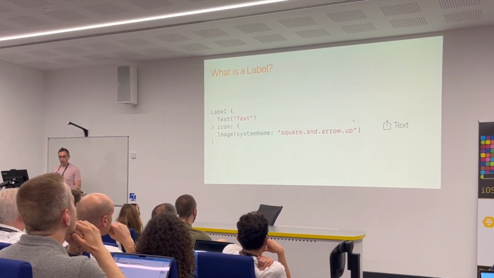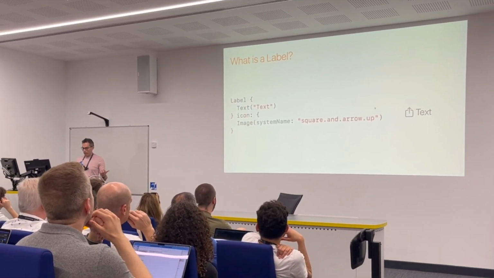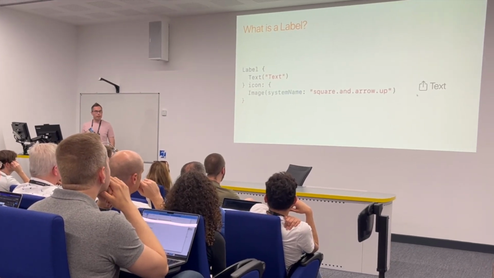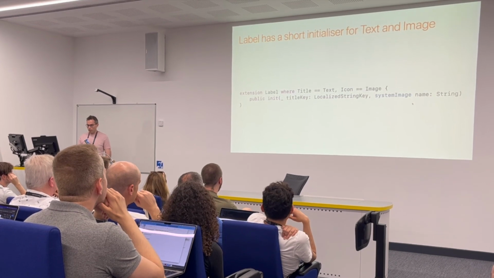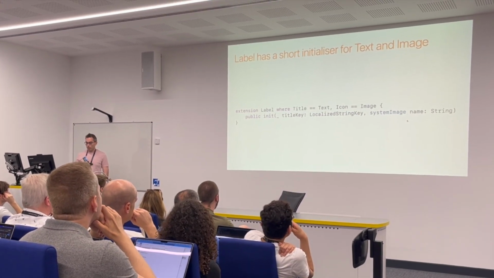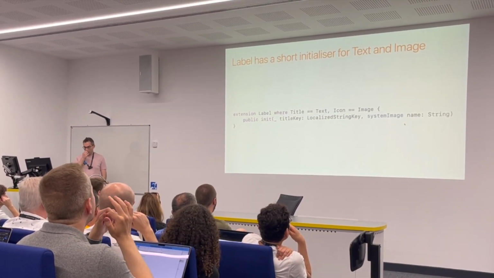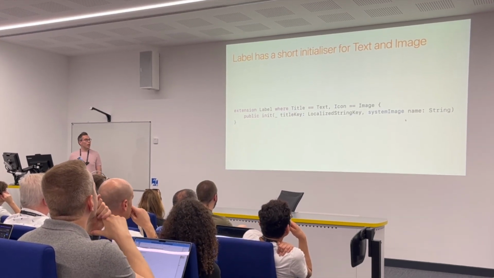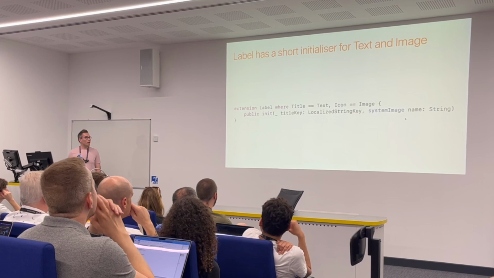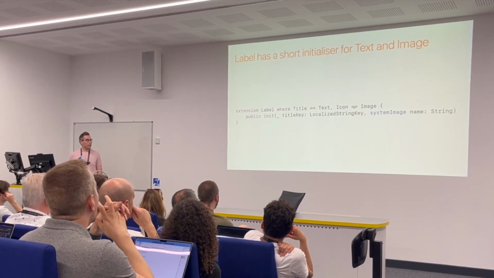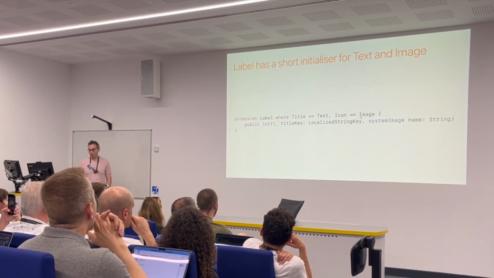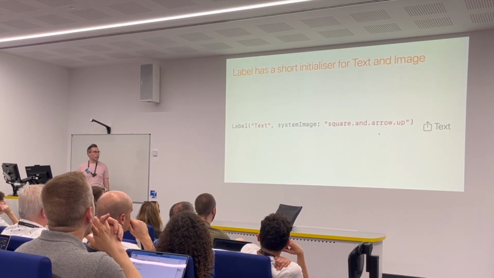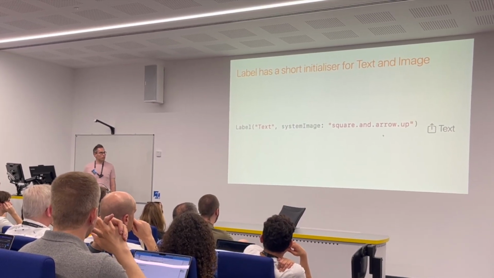When we create one of these, we just get a text next to an image. Kind of not surprising given the button we just saw on a previous slide. And then there's this short initializer which takes the title and the system image, and that will give us a label with text and image as the generic parameters.